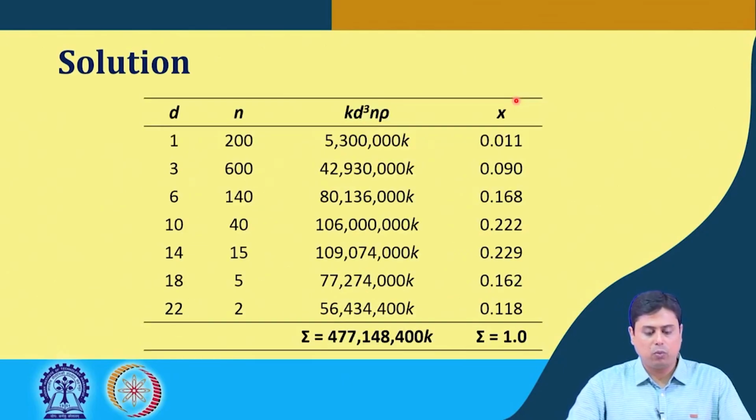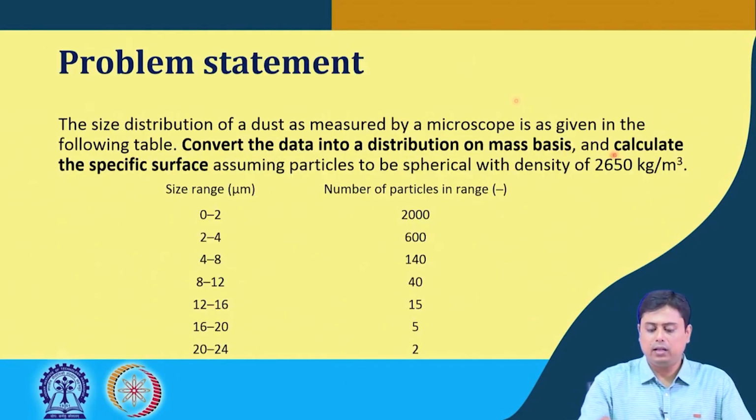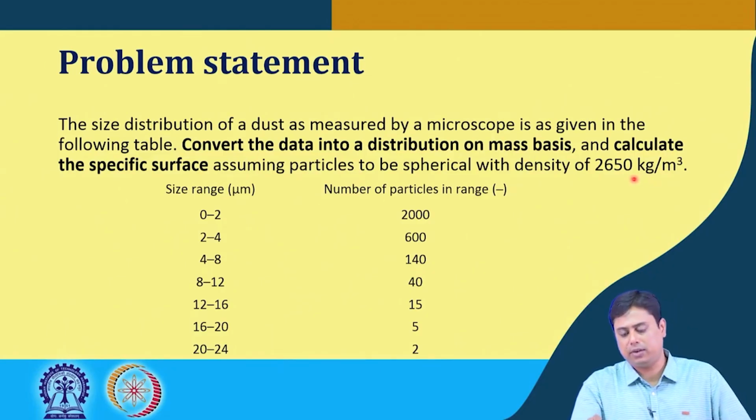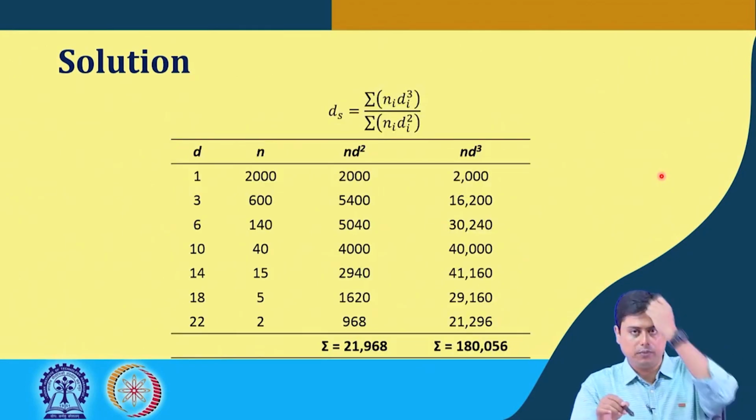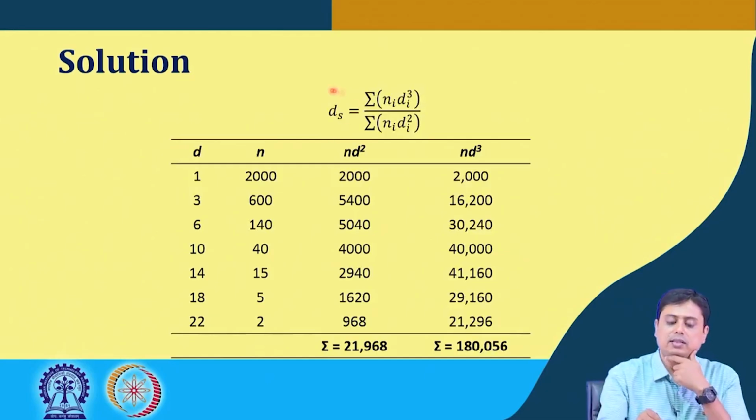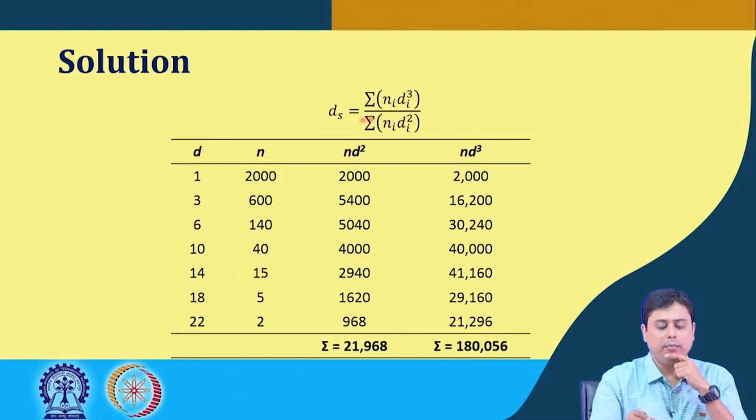Then our question was, again if I go back, to calculate the specific surface assuming particles to be spherical with a density of 2650 kg per meter cube. For that we have to have a mean diameter of this sample, which is the surface mean diameter. Since in the problem the number distribution was given, we use that information instead of the converted mass distribution.